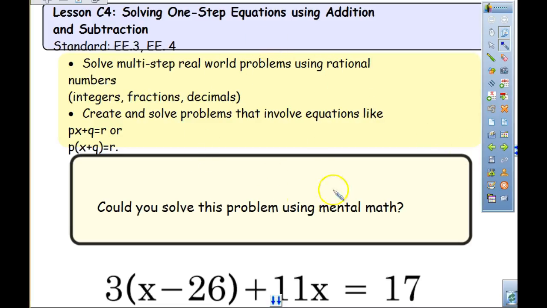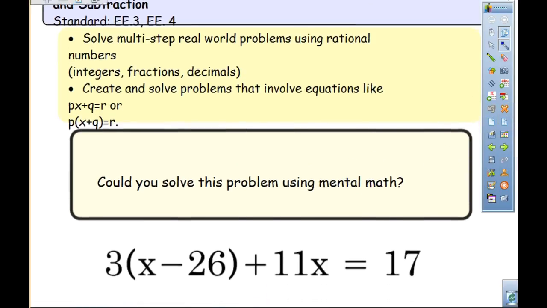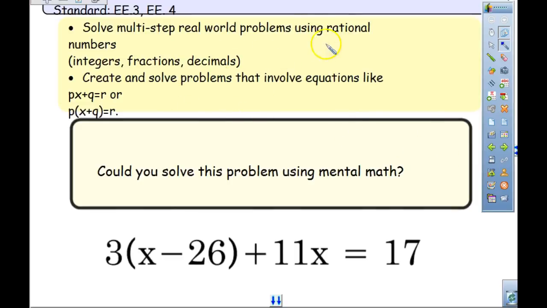Today we are going to be looking at solving our one-step equations, okay? So if you look at this, we're going to solve multi-step problems with rational numbers, meaning integers, fractions, and decimals, and we have to be able to create them. Could you solve this problem using mental math? Some of you were able to do those ones that we had using mental math, and some of you still didn't see those numbers for the first 3. Do you think you can just pick a number for x here like we did in those easier ones? Most likely not.